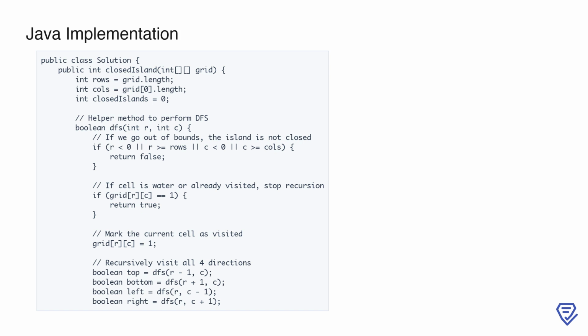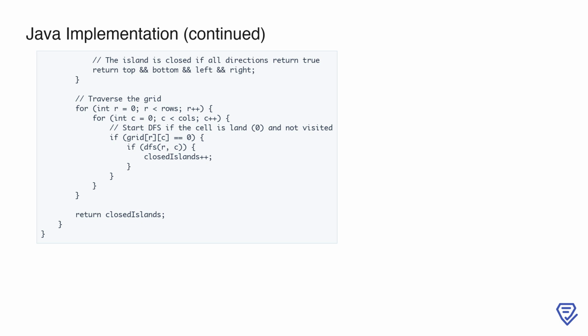Otherwise, we mark the current cell as visited by setting its value to 1. After that, we recursively call the DFS method for all 4 directions, up, down, left, and right, to explore the entire connected component of the island. The next step in the helper method is determining whether the island is closed. To do this, we return the logical AND of the results from visiting all 4 directions, top, bottom, left, and right. If any of these directions is not closed, the method will return false, meaning the island is open.